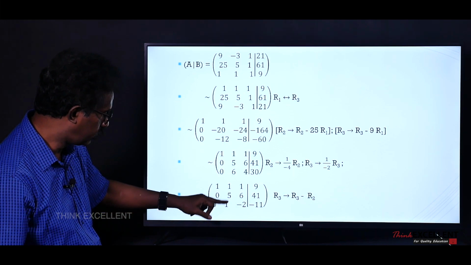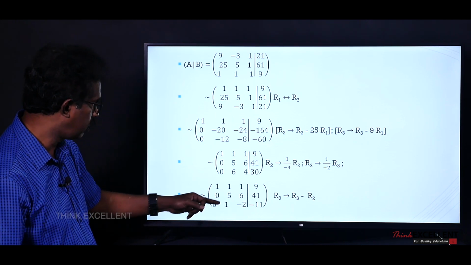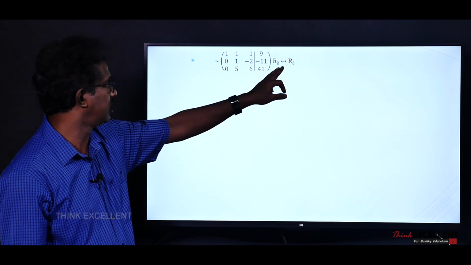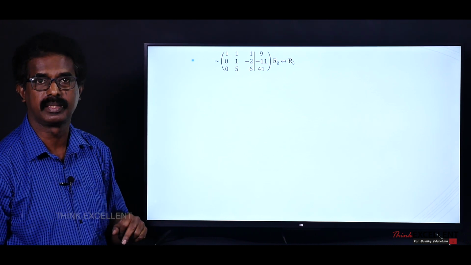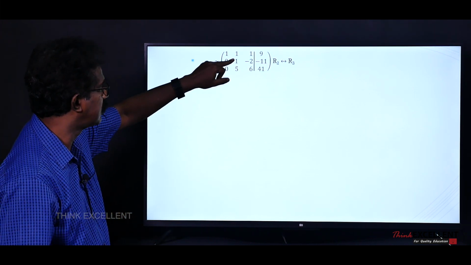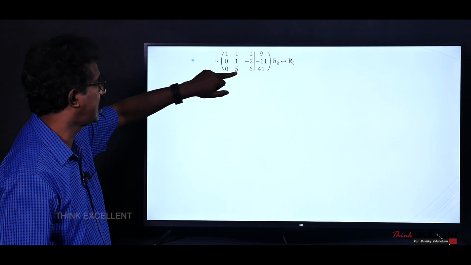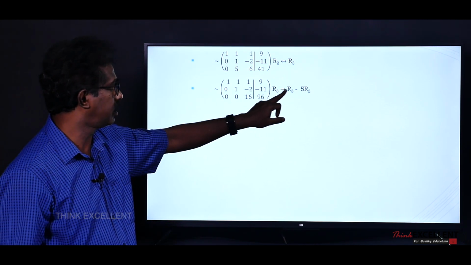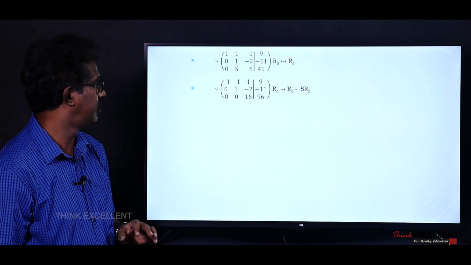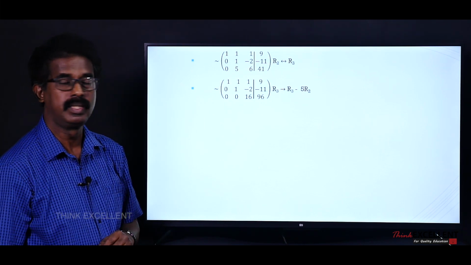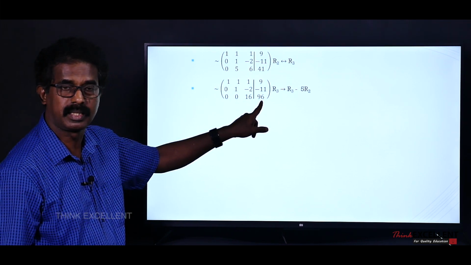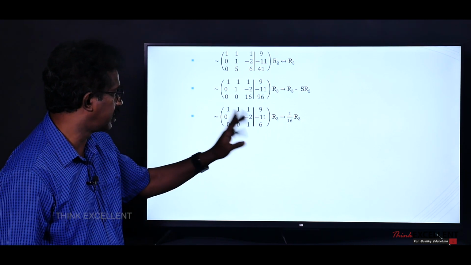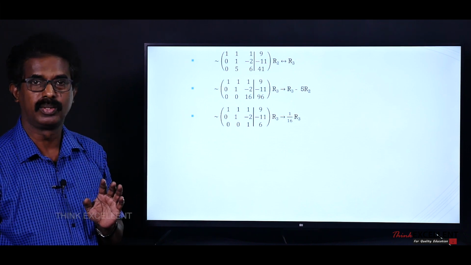Now we interchange these two, so you will get this number as 1. Interchanging, you are getting this step. Now I want to make this 0, right? 5 minus 5. This one you already studied. So R3 becomes R3 minus 5 R2. You will get this step. Now it is in echelon form. In the last row, if you want, you can make it 1 by dividing by 16. Up to this, you know, right?